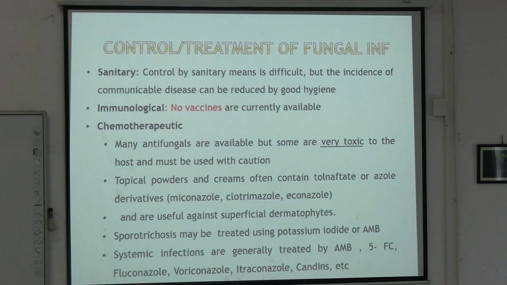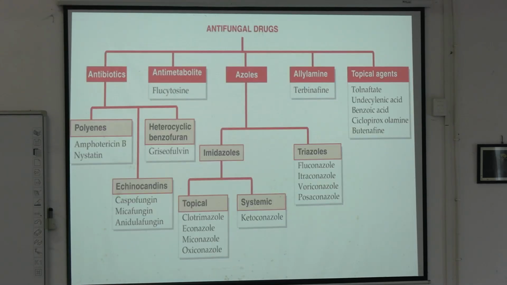So, you should know which fungal treatment. One is dermatophyte. These are the antifungal drug tables. Amphotericin B, echinocandins and the topical. Echinocandins, what is the role? Caspofungin, micafungin, anidulafungin. Where do we use echinocandin?